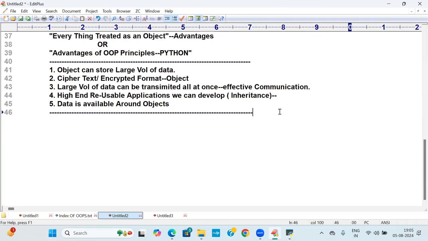Now it should be very complicated. Even you also should be very complicated. It should always be typical. You should not be understandable as somebody. Typical. Right? Anyhow, data is always available around what?